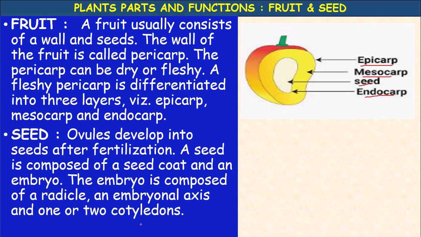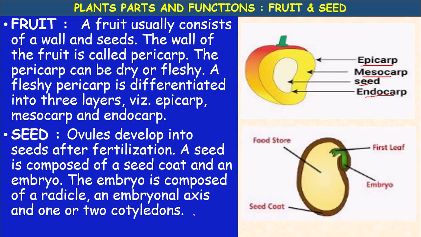What are the parts of a seed? Seed coat, embryo, and cotyledons. These are the three main parts, and the embryonal axis is attached to these cotyledons. Based on the cotyledons, the seeds are divided into monocotyledonous seeds and dicotyledonous seeds. If only one cotyledon is present, it is called monocot. If two cotyledons are present, it is called dicot.